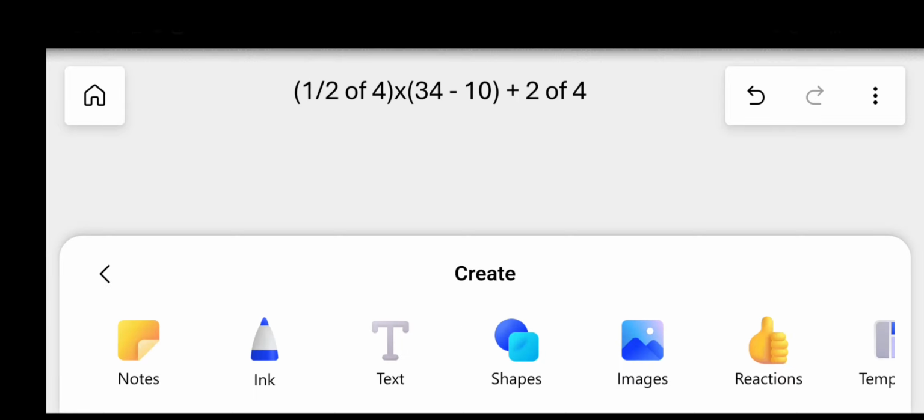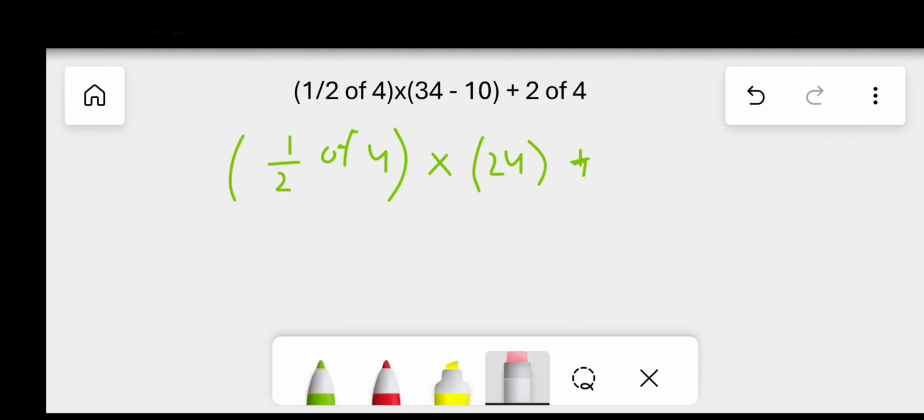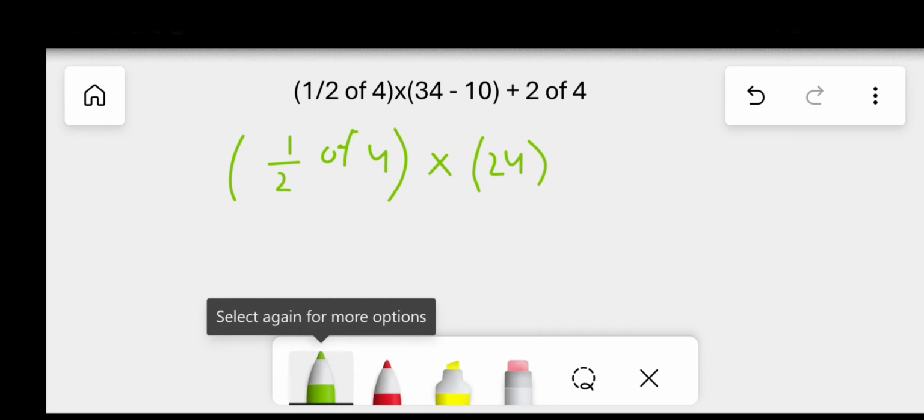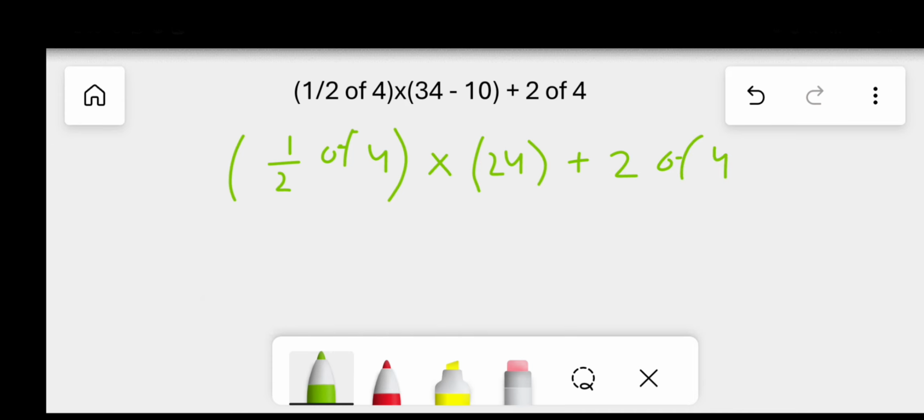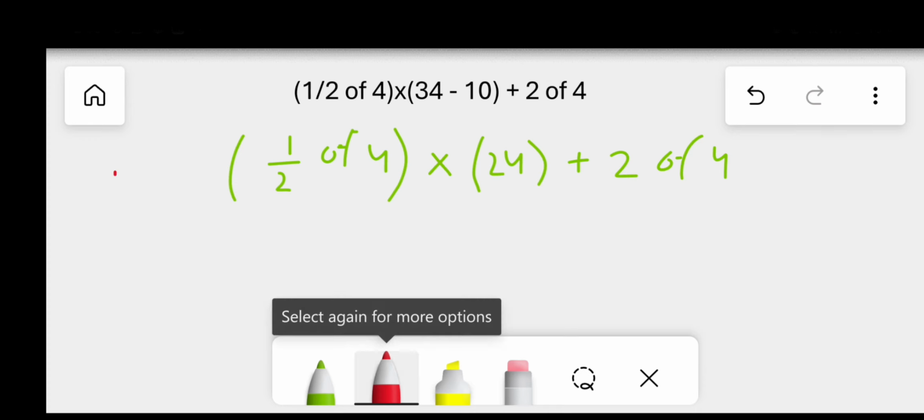So here we have of function, bracket function, multiply function, addition function. Let's solve it. Let me write the question once so we can solve it more perfectly. Half of 4 in round bracket, multiply with 34 minus 10 in brackets, plus 2 of 4. Okay, so let's go to the second part. Let me write that first.